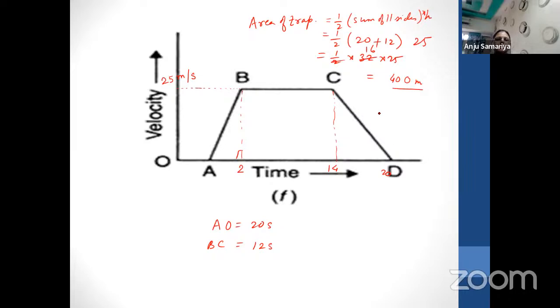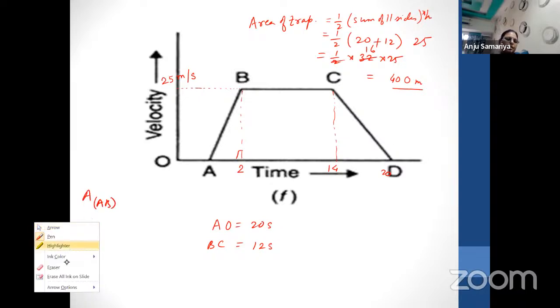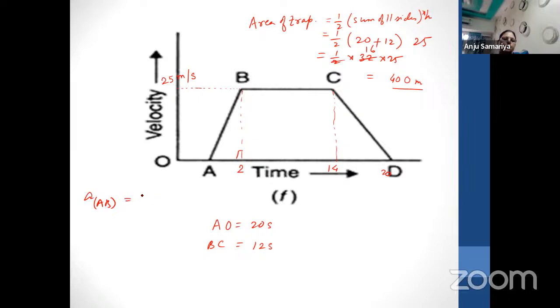Whenever we have a trapezium, take the area of the trapezium. That is a faster method of calculation. Now let us find out the acceleration along the slope AB. Acceleration along the slope AB is 25 upon 2, so it is 12.5 m/s². Acceleration along BC is 0 upon 12, so it is 0.